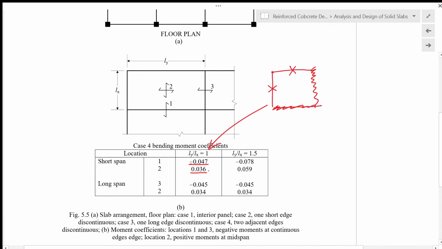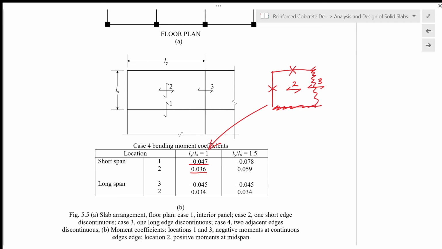Next, we look at the moment for the long span. The long span is Ly, so Ly is in this direction. The moment at location 2 is the midspan moment for the Ly direction, and the moment at location 3 is the support or negative moment for the long span Ly.